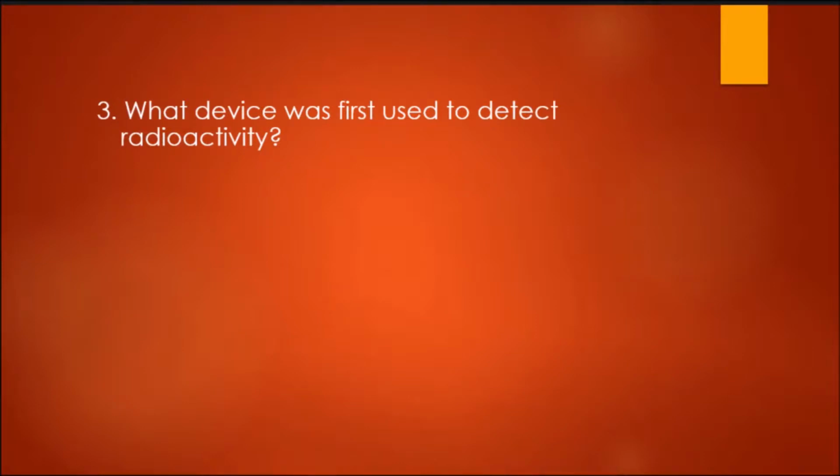What device was first used to detect radioactivity? It's called a Geiger counter.